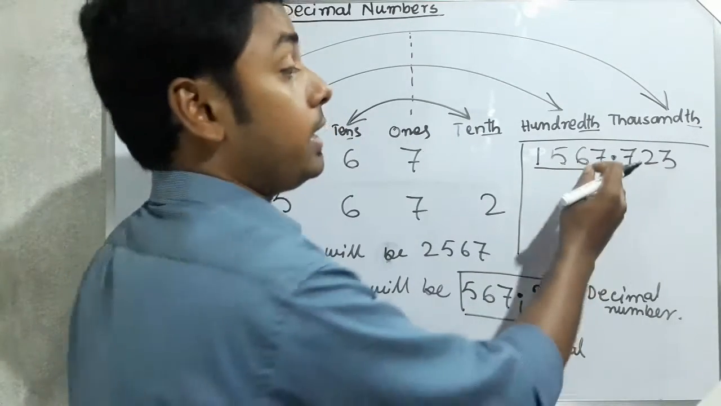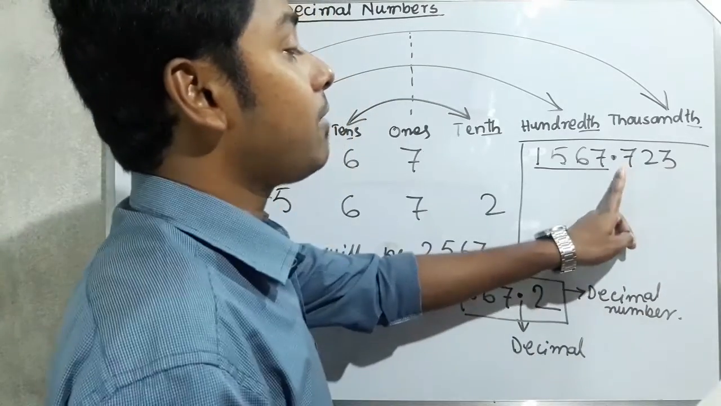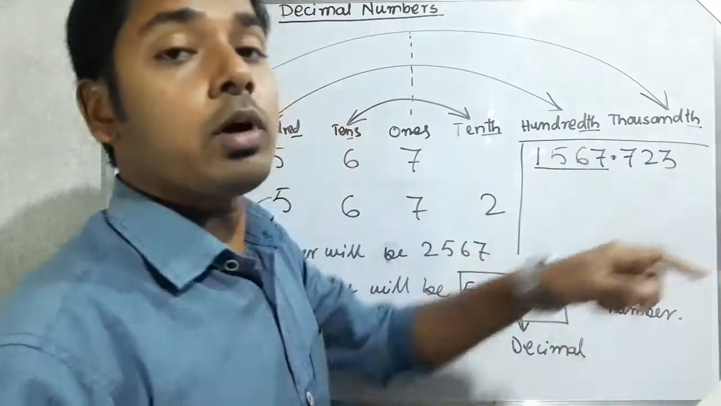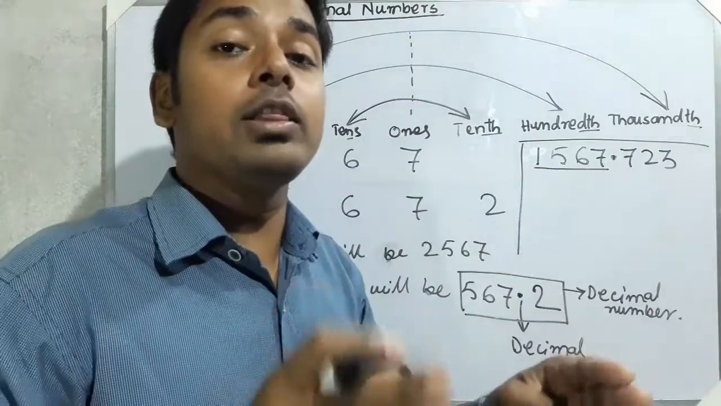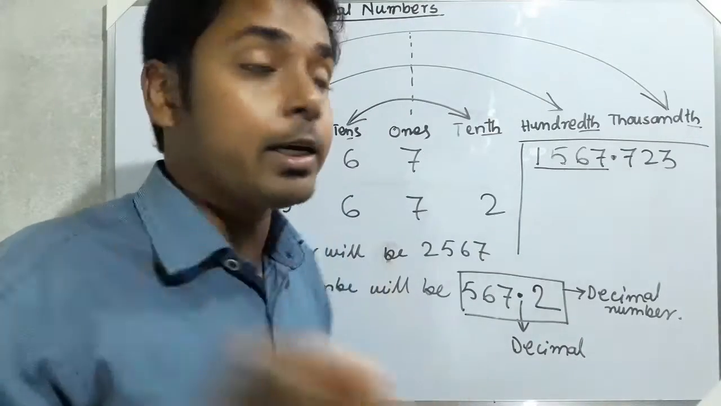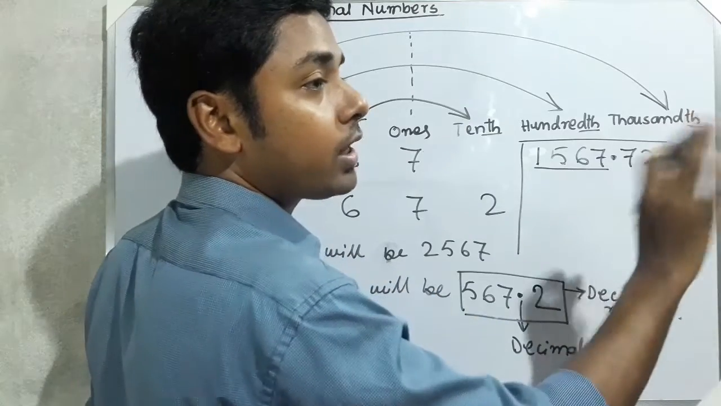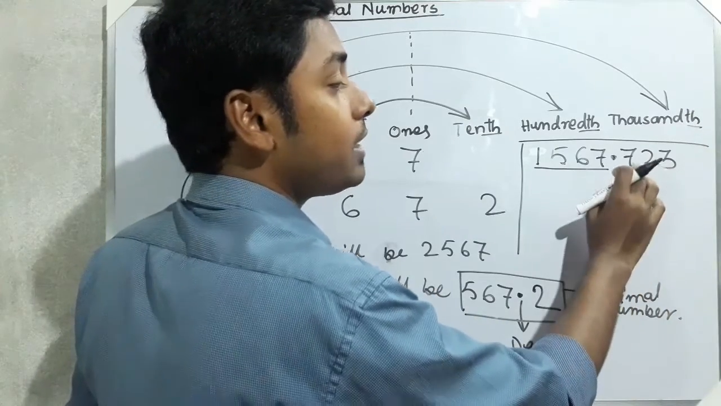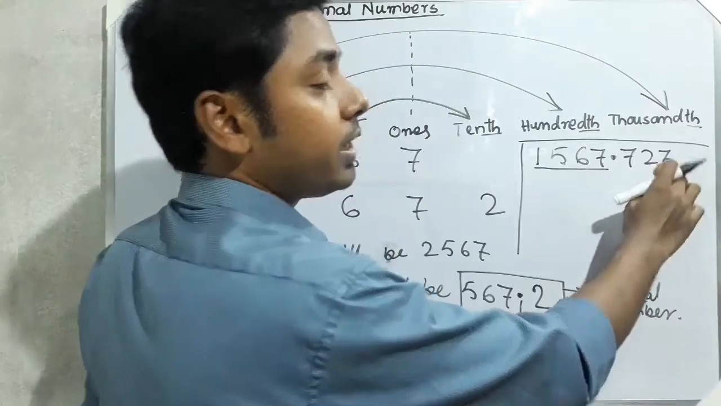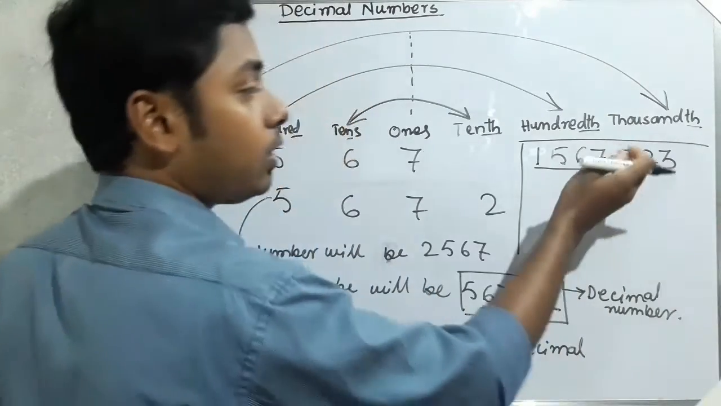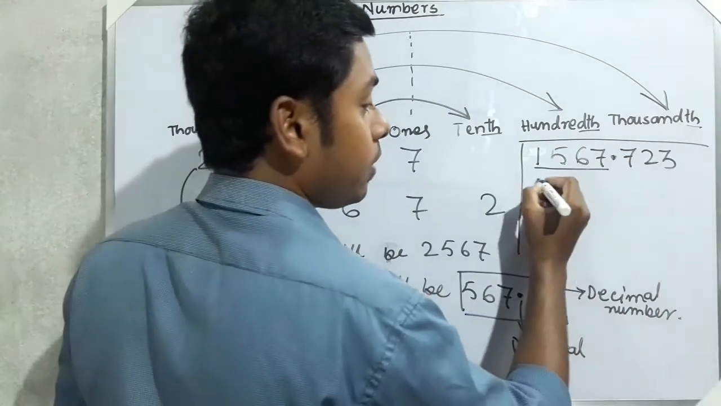1567 as usual. Then after the point, that means after the decimal, you have to count all the digits. You have to tell all the digits individually, that means separately. After the point you cannot say 723. You have to say 7, 2, 3 like this. That means if you want to read this number, then how to read?